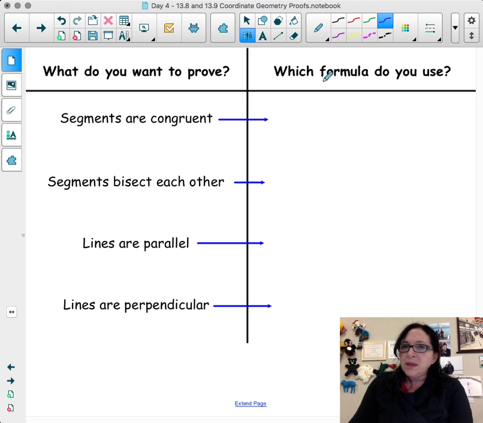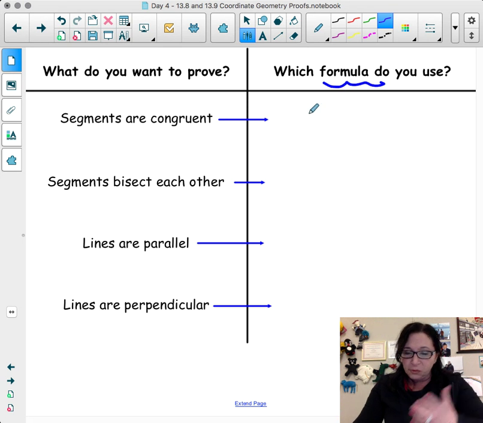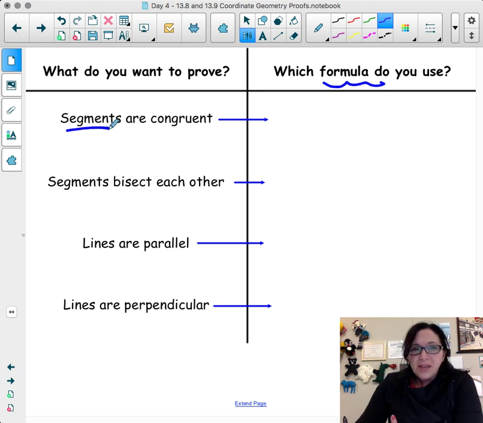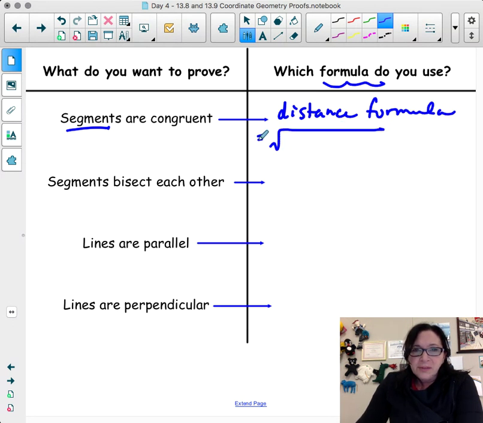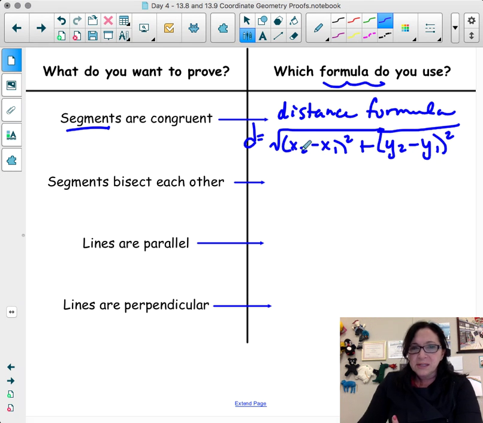So some people may have a little trouble trying to figure out, well, what formula do you use? So there is sort of a guideline. When you're trying to find if segments are congruent, you want to use the distance formula. And the distance formula is going to be the square root of, subtract your x's, square them, plus subtract your y's, and square them. Now, subtracting my x's, x sub 2, x sub 1, that just means I'm choosing to subtract my second x minus my first x, my second y minus my first y.